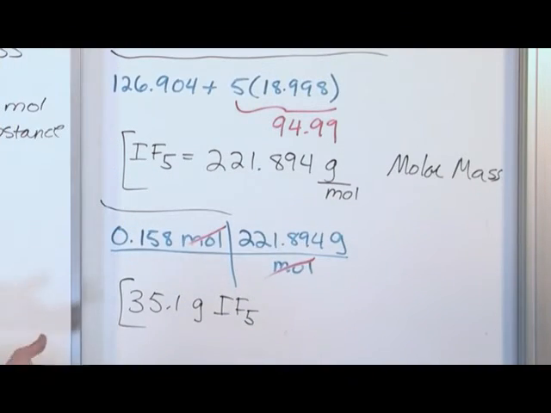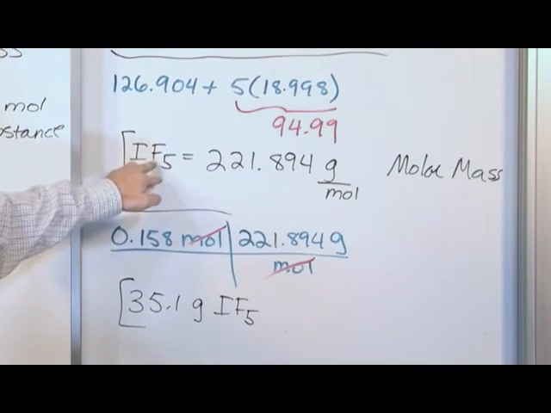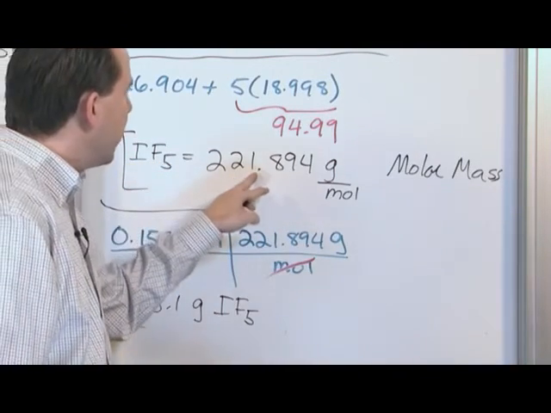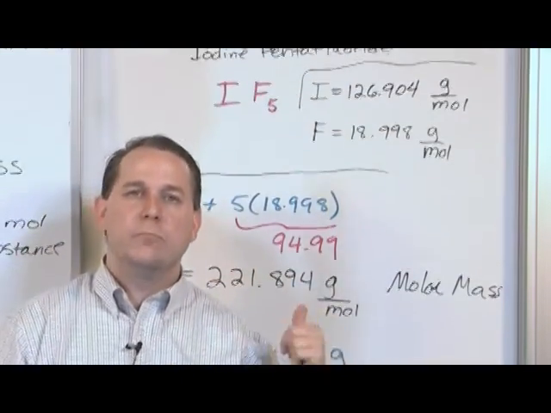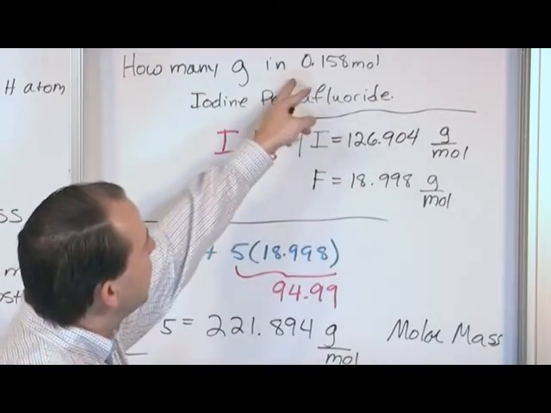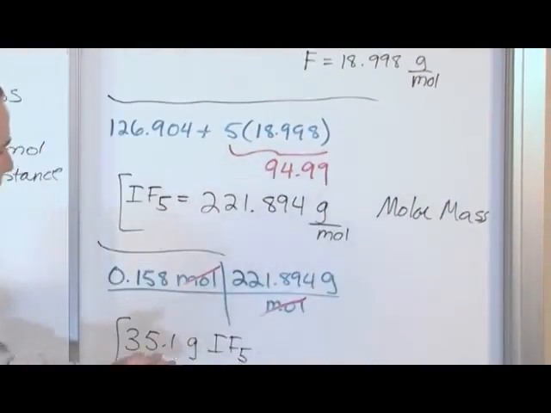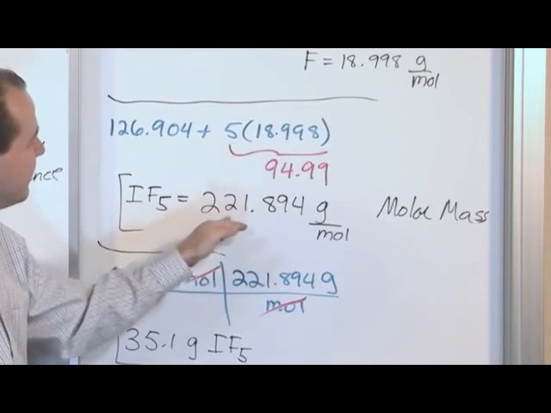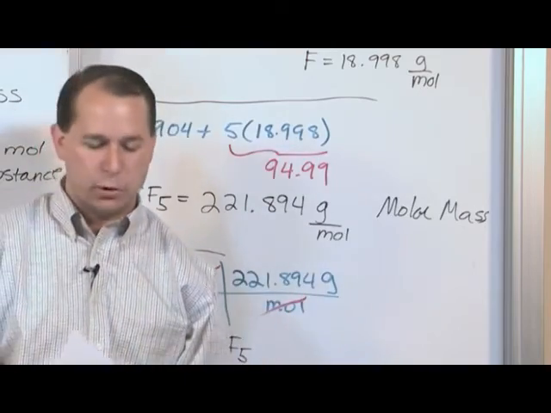Now that makes sense because look at what we found here. For this compound, since we have 5 atoms of fluorine, it's pretty heavy. 221 and some change grams for every single mole of that. But look at what we started with. We didn't even have 1 mole. We had way less than a mole. So it makes sense that the final answer in grams is going to be less than this molar mass because we actually don't even have a whole mole to begin with. We have something much less than a mole.